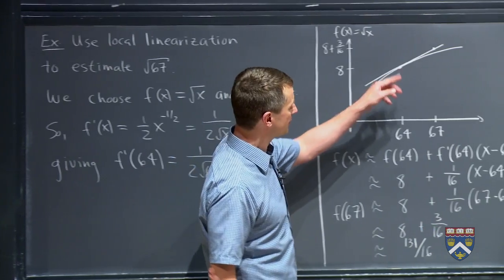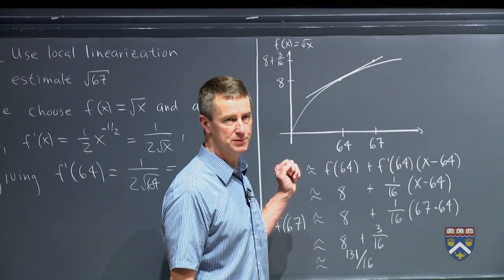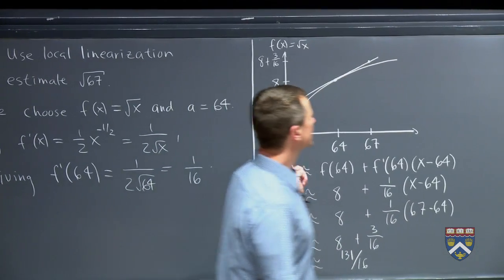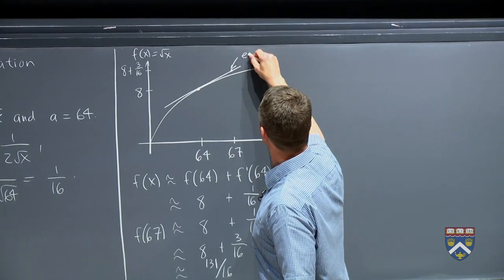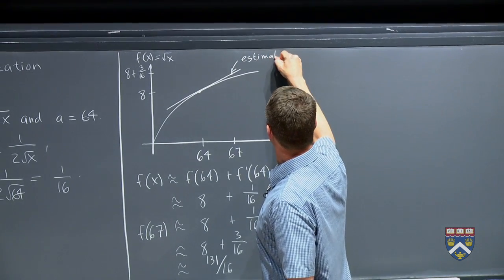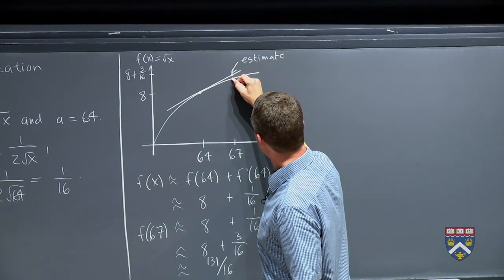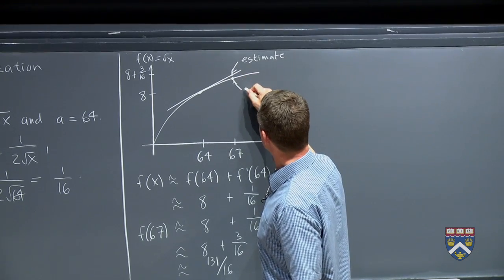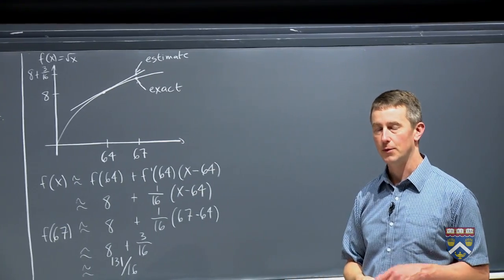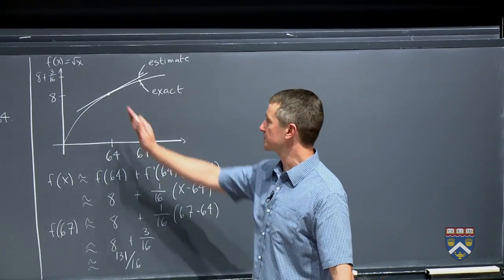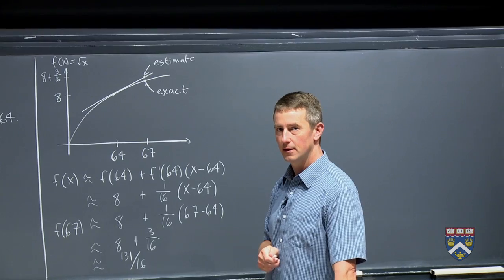But just from the graph, can we tell whether this estimate is too big or too small? This is our estimated value right here. And the exact value is down here, right on the curve. So from that, we can see that our estimate is too big. And why is it that the estimate is too big? Is it because we went to the right instead of to the left?